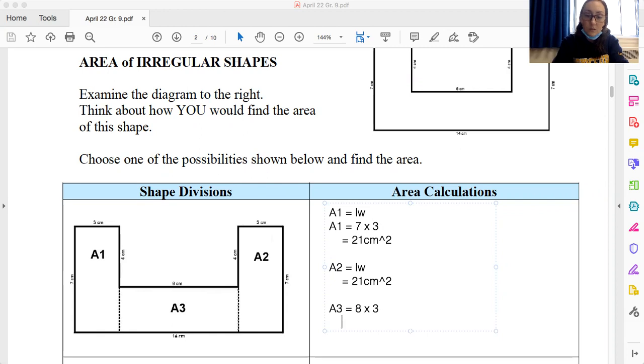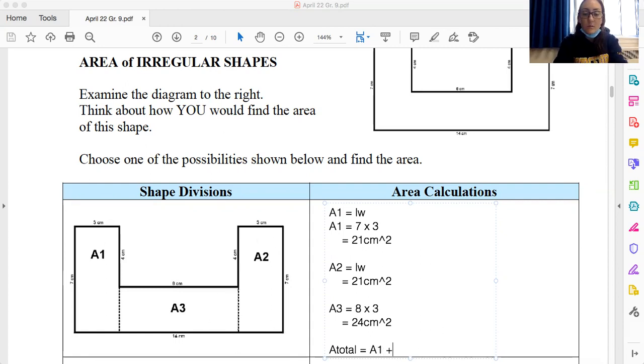Okay, punch in the calculator. 8 times 3 is 24 centimeters squared. And last but not least, you have to find the total of it. So you're just going to have to add them all together. So what do our A1, our A2, and our A3 put together give us?